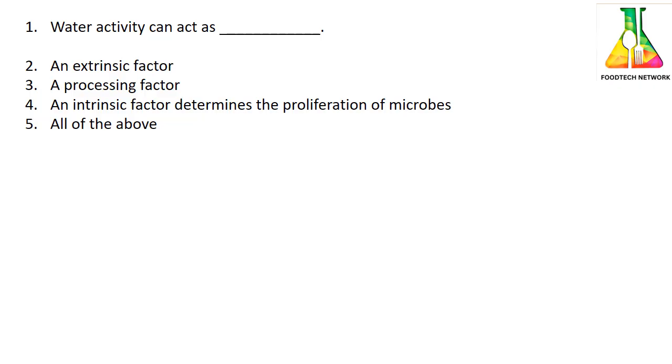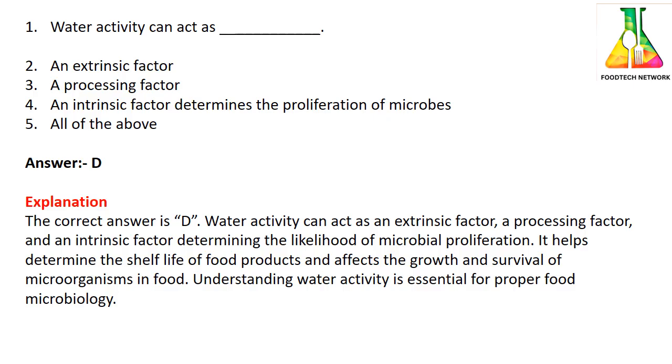Okay, so let's get started. Water activity can act as a dash. Option A, an intrinsic factor. Option B, processing factor. Option C, an intrinsic factor that determines the proliferation of microbes. And option D, all of the above. That is, water activity can act as an intrinsic factor, a processing factor, as well as a factor that determines the likelihood of microbial proliferation.